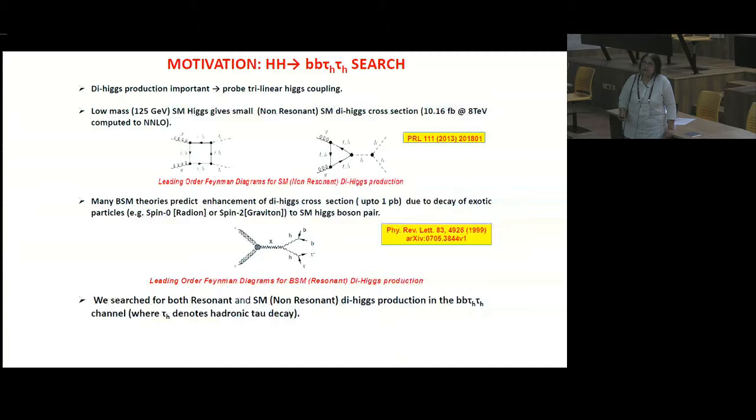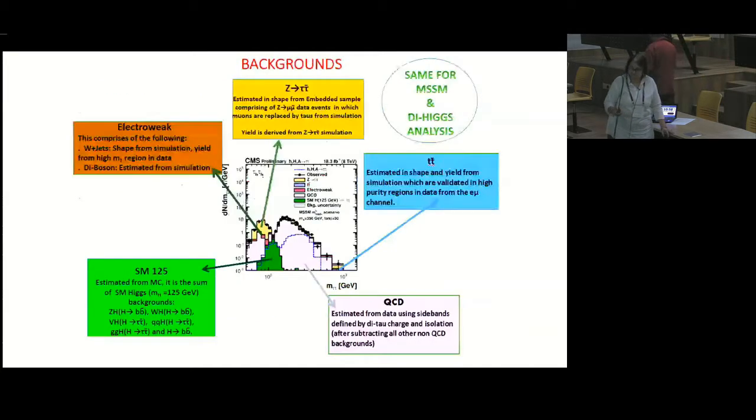So the leading order Feynman diagram for the resonance search is given by this second Feynman diagram here, and so we have searched for both these cases, the non-resonant as well as the resonant channel.